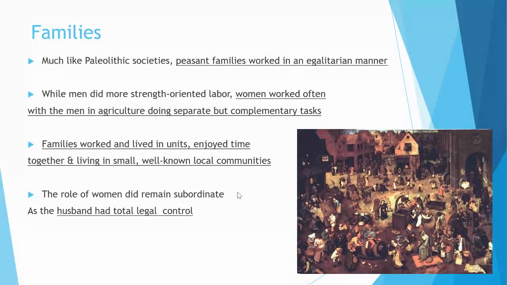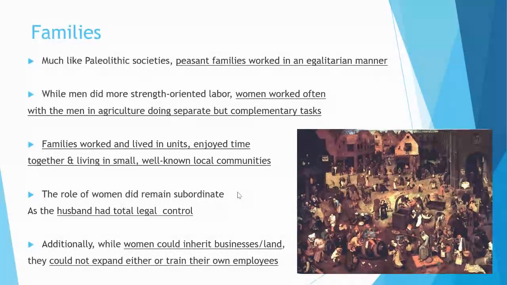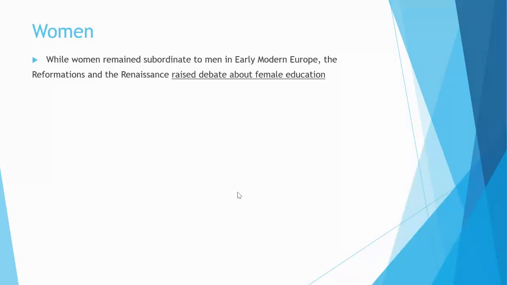The role of women is mostly going to remain subordinate to their husbands because men still have all types of legal control. An example of that is, during this time in the Renaissance and period one, women were allowed to inherit businesses or property, but they weren't allowed to expand or train their own employees. So they do have some rights, but really not many.